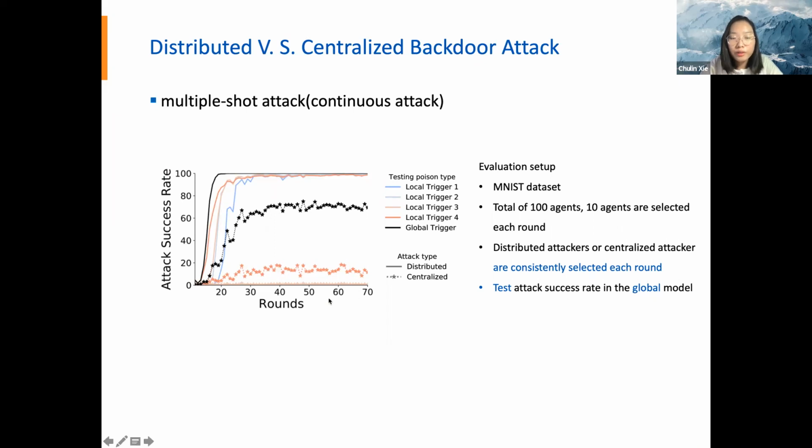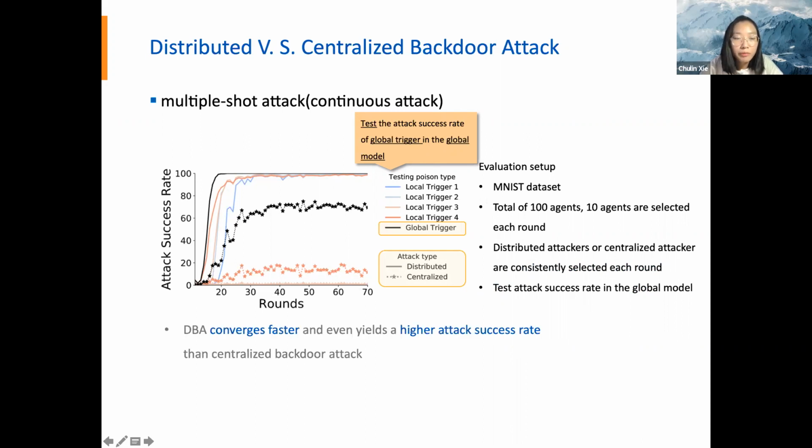In this figure, the x-axis is the number of communication rounds, and the y-axis is the attack success rate of the global model for the test data. Let's first test the attack success rate of the global trigger in the global model. It's on the test data, not the training data. We can see that the DBA, which is the black line, converges faster and even yields a higher attack success rate than a centralized backdoor attack.